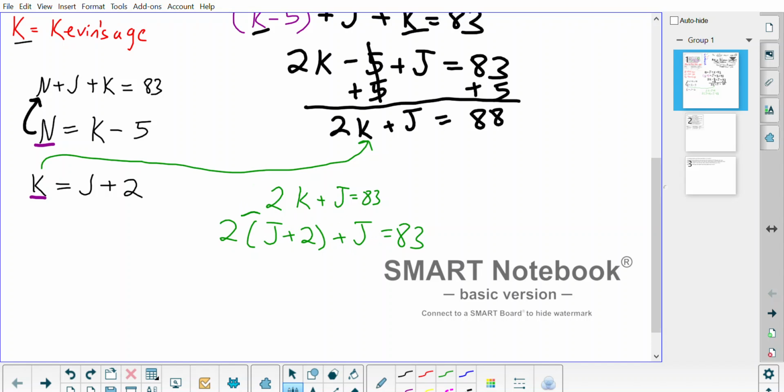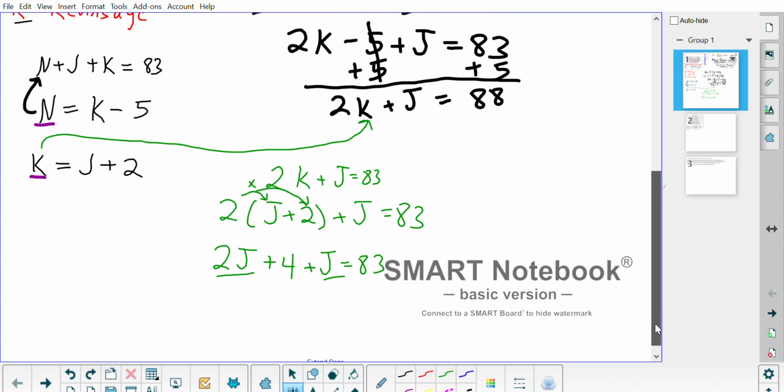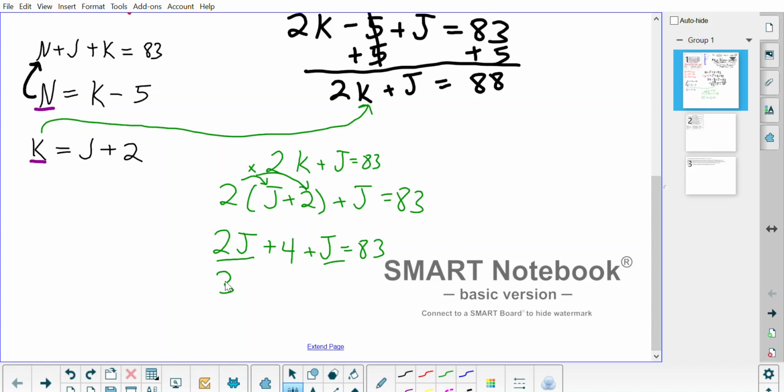So first you want to go ahead and distribute because there's a 2 in front of the parentheses. So 2 times J, that's 2J. 2 times 2, that's 4. Plus J is equal to 88. At this point, you want to find the like terms. So 2J and J, they both have the same variable. They're like terms. So that's 3J. And then we have plus 4 is equal to 88. So you want to subtract 4 on both sides.